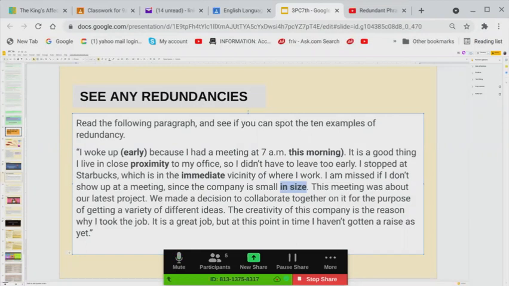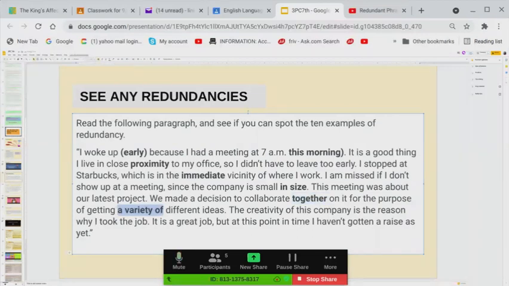Two sets of collaborate together. Did you see them? Collaborate together. Yes, collaborate together. And what else? Variety. Variety is the same thing as what? Together. Different. No, different. Yes, different ideas. So we can say for the purpose of getting different ideas. So let me take out all of this.